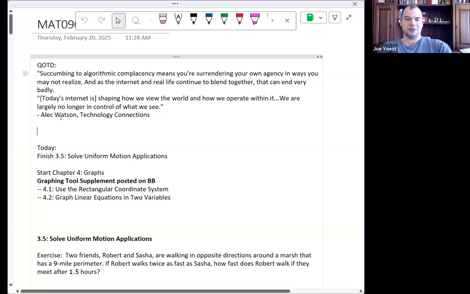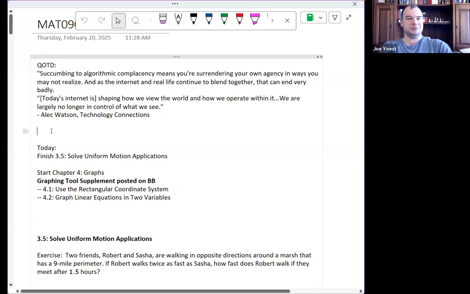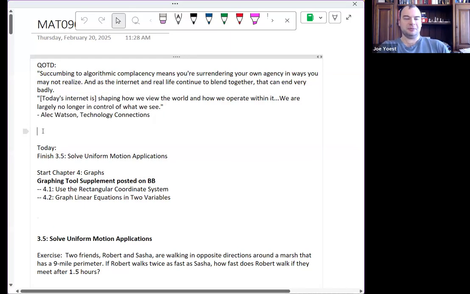And I thought this quote by him was a really relevant one to the times that we're in with AI everywhere. I'm not one of these people who thinks that AI is going to take over the world in 5 years and destroy all of us, but I think it is, like any tool, something that can be used in a healthy way or an unhealthy way, and it's becoming more evident that we need to be a little more careful to use it in a healthy way. So this quote from him: succumbing to algorithmic complacency.